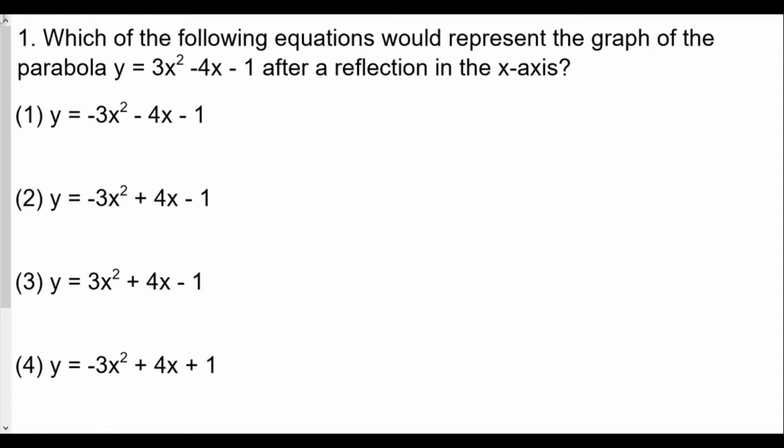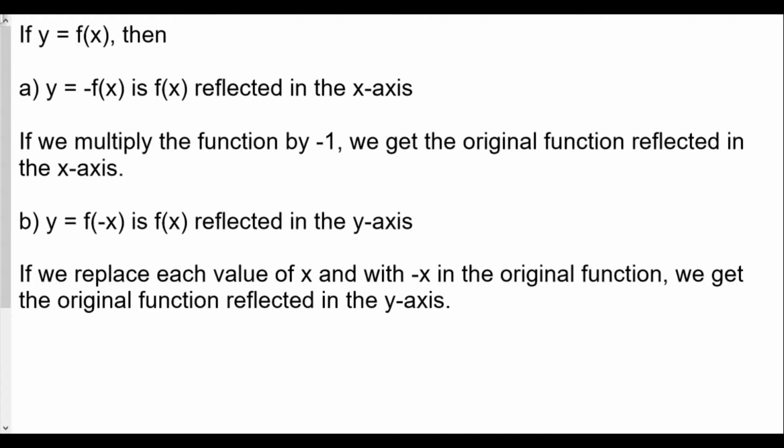Well, one of the things we learned in class before is that if we're going to reflect any function in the x-axis, what we can do is multiply the function by -1. So if y equals f of x, then y equals negative f of x is f of x reflected in the x-axis. If we multiply the function by -1, we get the original function reflected in the x-axis.